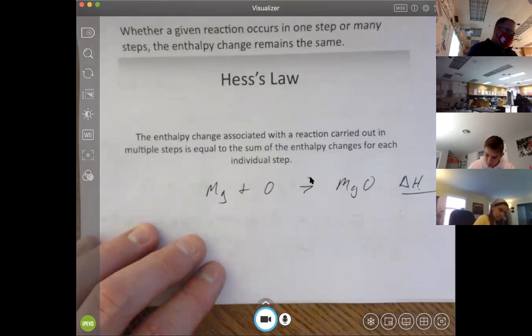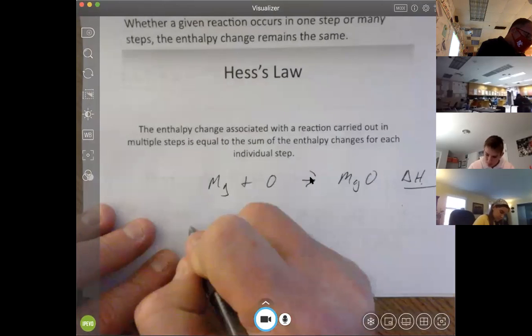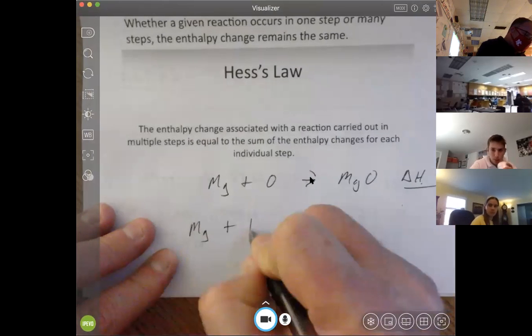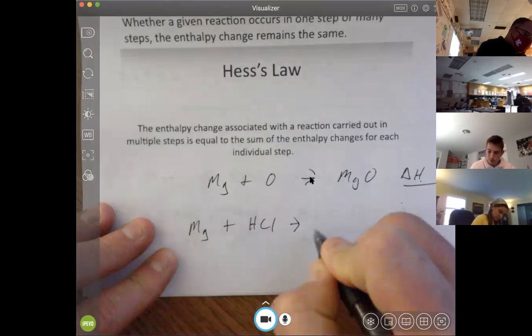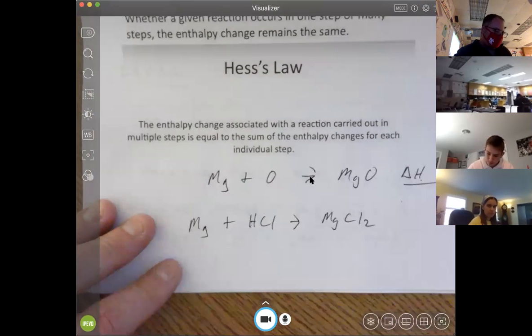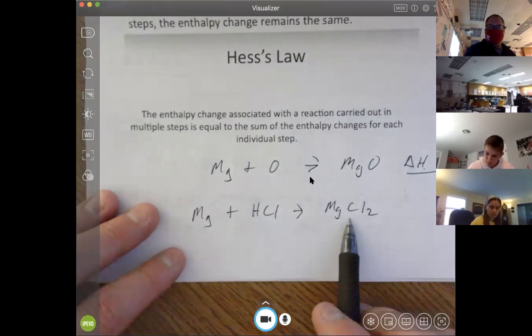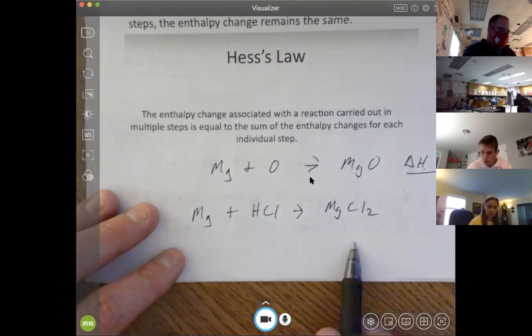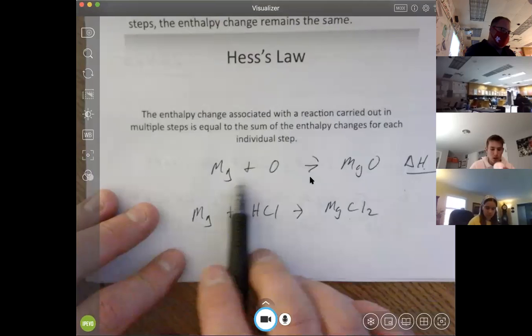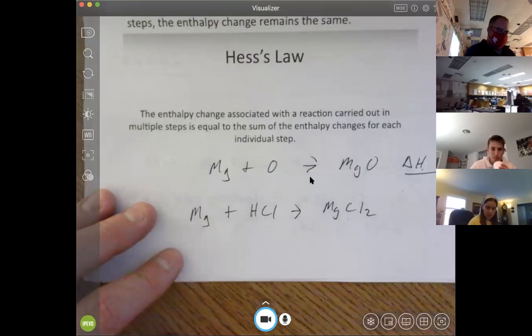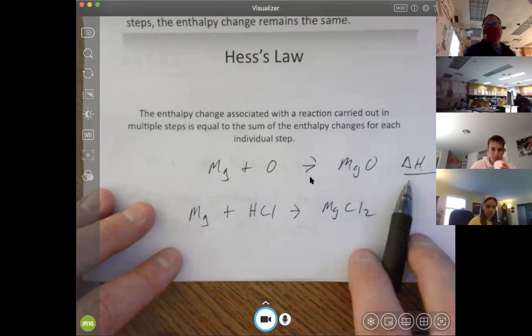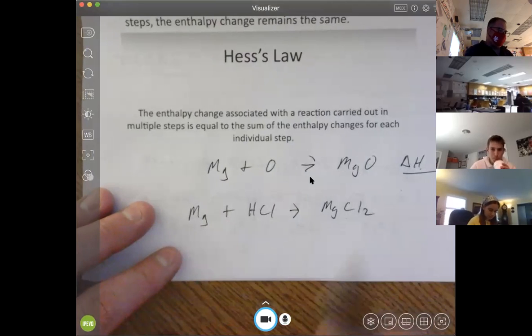Well, you guys already know that magnesium plus HCl can yield MgCl2, right? We're going to use that pathway that you had yesterday, with another pathway, and we're going to be able to basically get this reaction going. That is our goal. And then we will be able to put these together to find the delta H of that reaction.